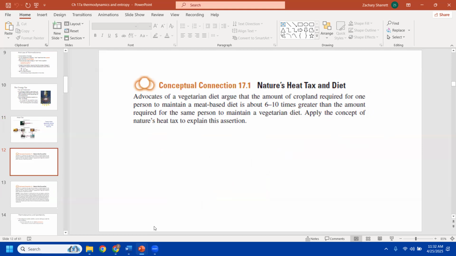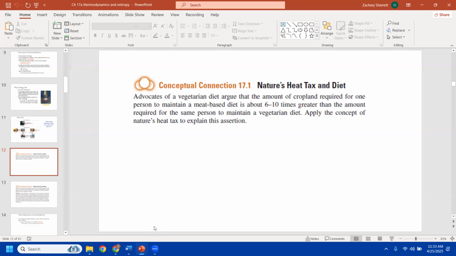Let's do a quick conceptual exercise. Advocates of a vegetarian diet argue that the amount of cropland required for one person to maintain a meat-based diet is about 6 to 10 times greater than the amount required for the same person to maintain a vegetarian diet. Apply the concept of nature's heat tax to explain this assertion.